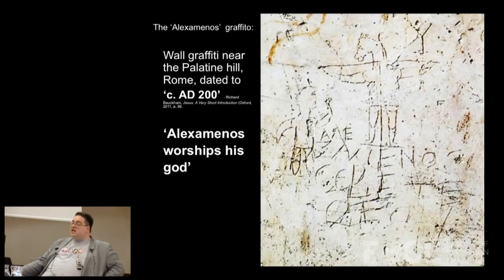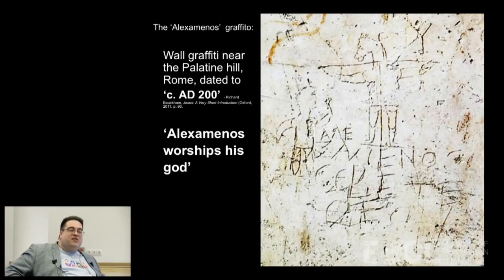This wall graffiti, or in Latin, graffito, depicts a donkey-headed figure being crucified and a man looking up at him with outstretched arm, and the inscription that's variously translated as Alexamenos worships his God, or Alexamenos worship your God. Probably drawn by one Roman soldier making fun of a fellow soldier. Who else can we think of in this date that might be being worshipped as a god who had been crucified?